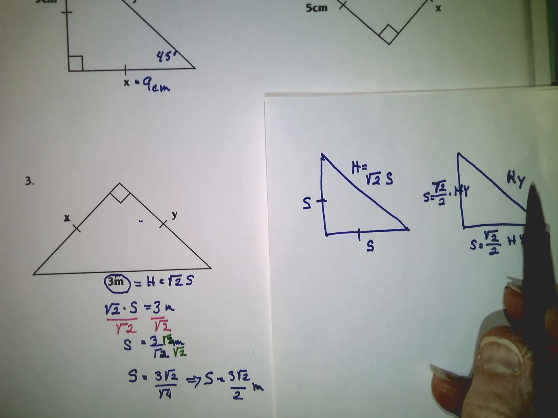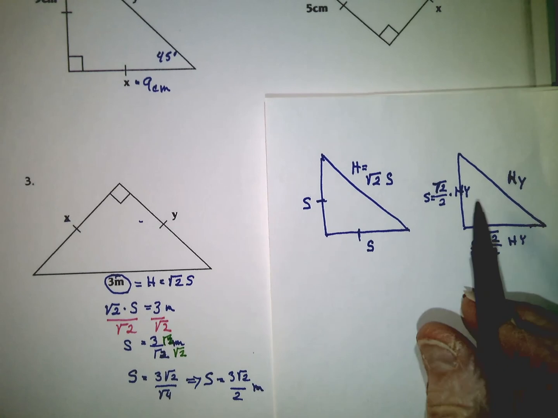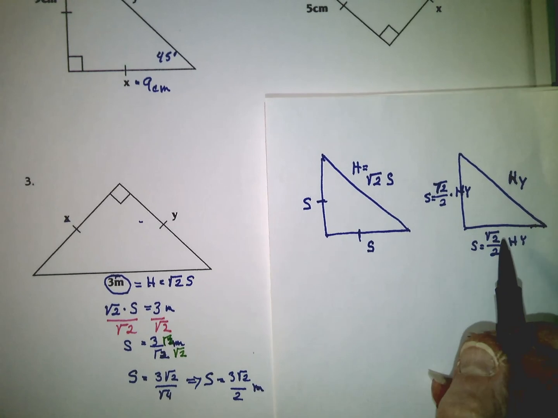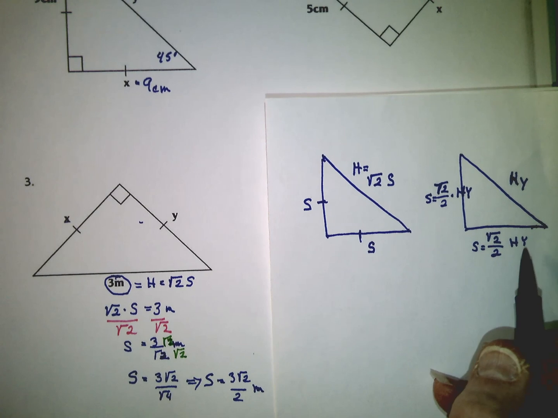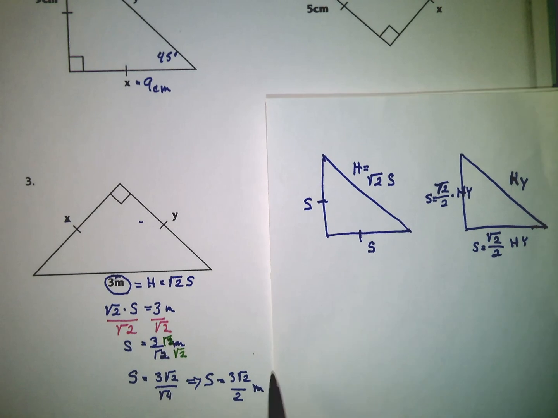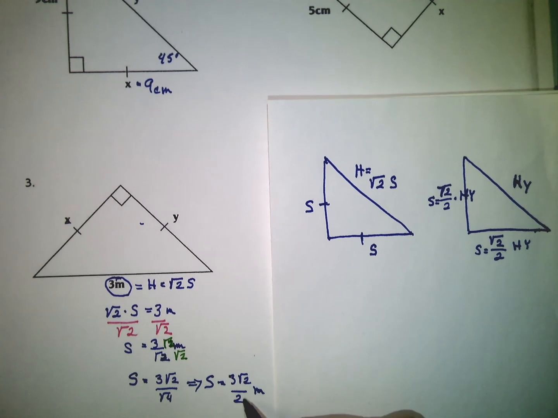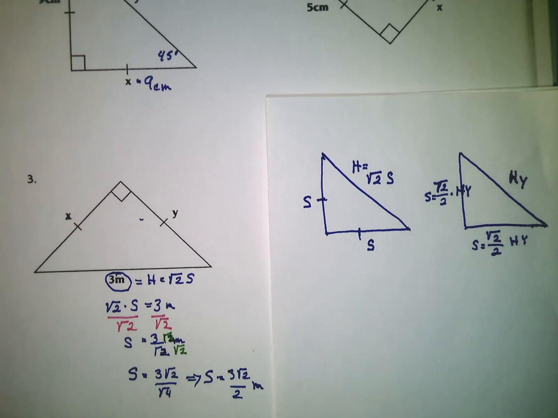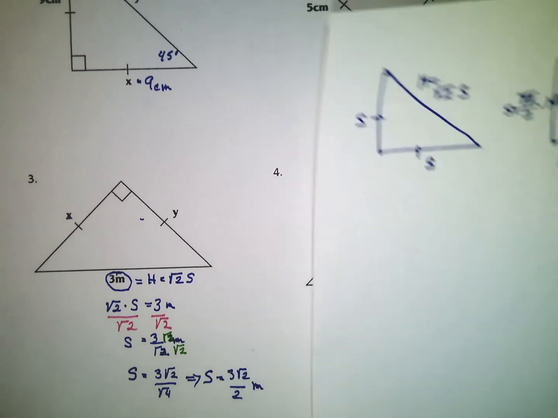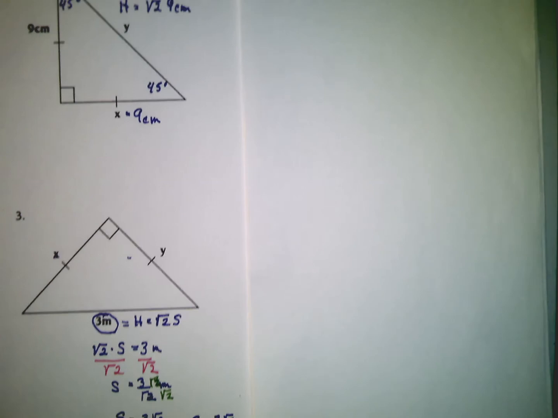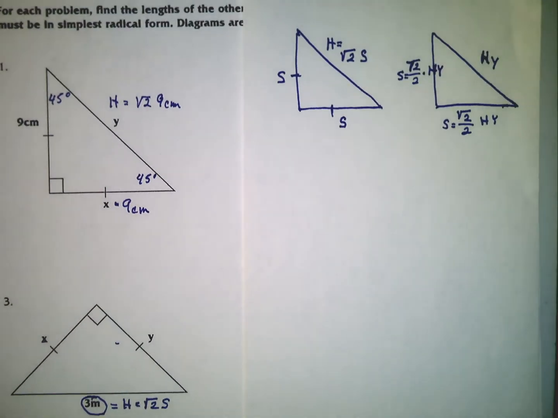If you know whatever the hypotenuse is, then the lengths of the two shorter sides are each going to be the square root of 2 over 2 times the hypotenuse. And that's what we got. The hypotenuse was 3, and we ended up with 3 times the square root of 2 over 2. So either way you want to do them, and on the SAT they give you the one formula.